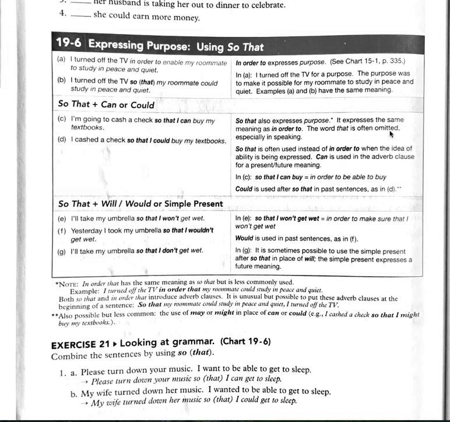It expresses the same meaning as in order to. The word that is often omitted, especially in speaking. And again, it's your choice, but I like to use it, okay, in speaking and in writing. So that is often used instead of in order to when the idea of ability is being expressed. Can is used in the adverb clause for a present future meaning. In C, so that I can buy means in order to buy. Could is used after so that in past sentences like in D because you already cashed the check.